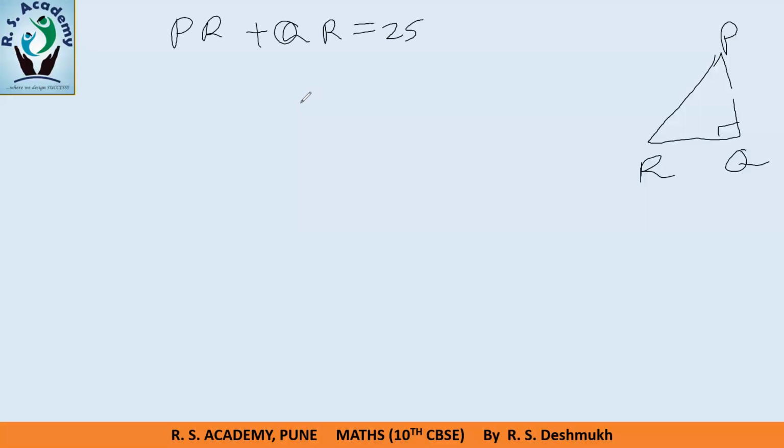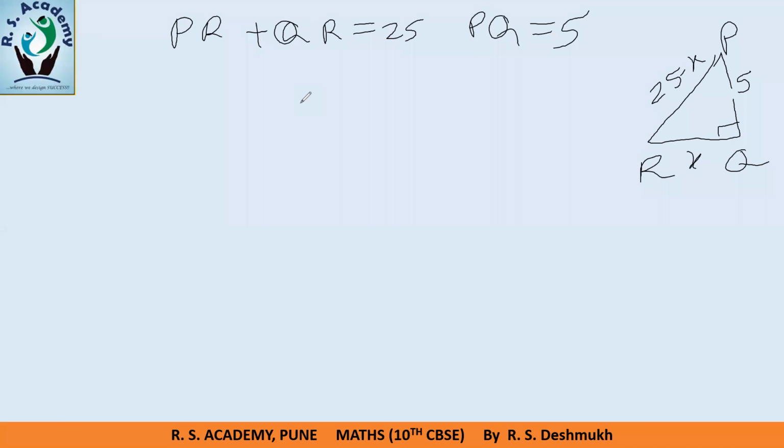But one more thing they have given, PQ is equal to 5. So if this is equal to 5 and PR plus QR is equal to 25, let's say QR is X, then what will happen? This will become 25 minus X. Is that correct, friends? Yes, because PR plus QR is 25. So if one is X, for example, if one is 10, then the other will be 15. 25 minus X.